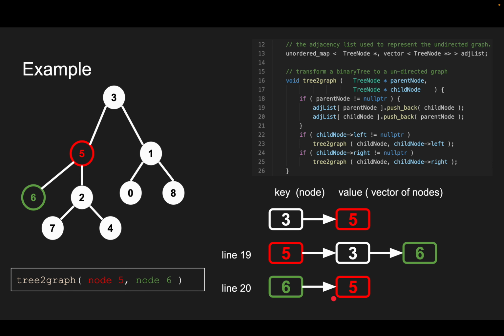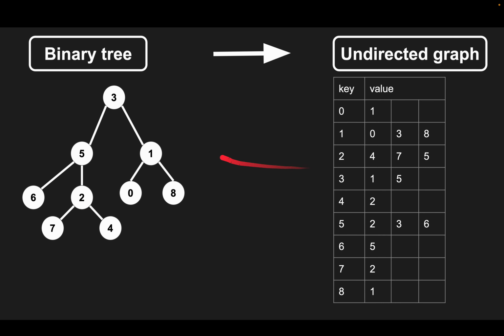Similarly, we can recursively call the function in this manner. We will finally build all the adjacency lists of each node, and we can get the representation of the undirected graph. This is the first step: transform the binary tree into an undirected graph.